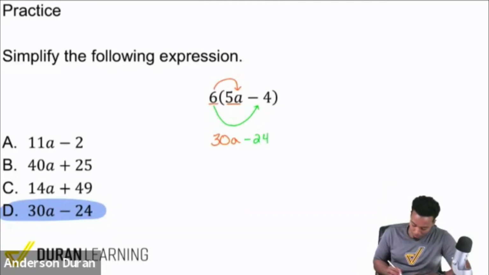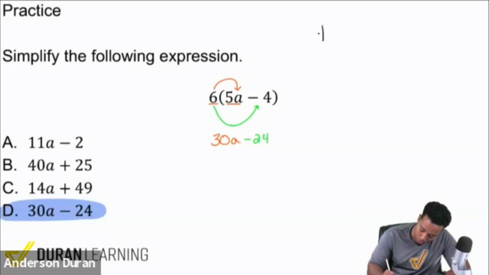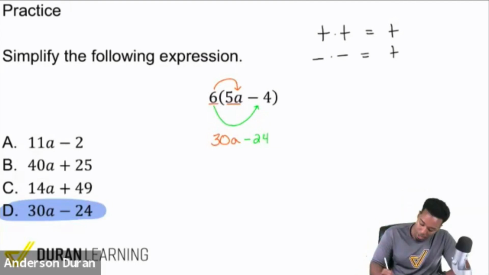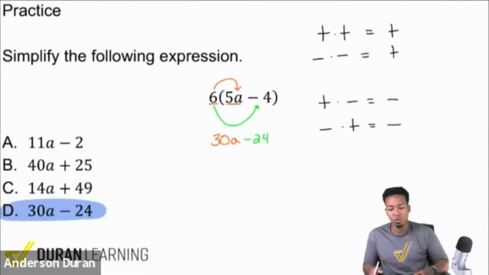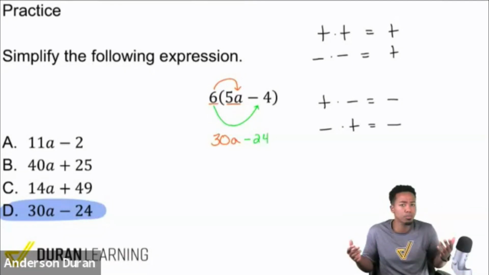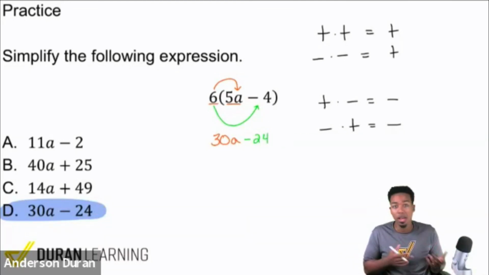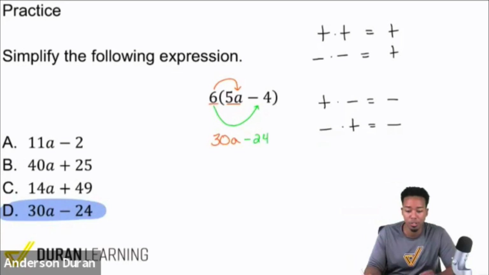I'll list them out very briefly here. If we do a positive times a positive, positive. Negative times a negative, that's positive. Again, if they're the same signs, always positive. If they're opposite signs, negative. That's the rule. Same signs, multiplying or dividing, always going to be positive. Opposite signs, multiplying or dividing, always going to be negative. So take a quick picture of that.